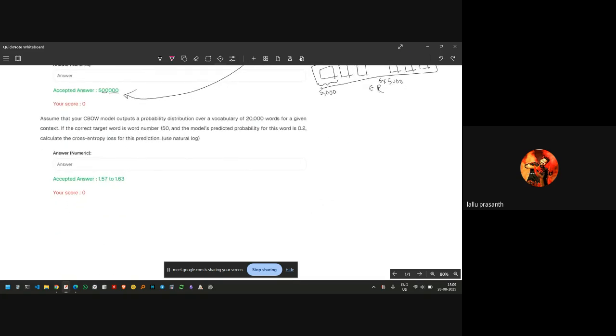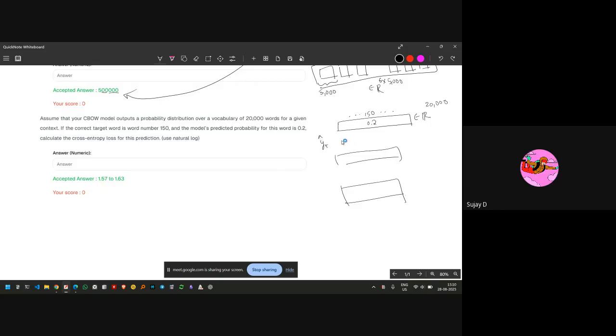Next. Okay. Assume that your CBOW model outputs a probability distribution over a vocabulary of 20,000 words for a given context. If the correct target word number is 150 and the model's predicted probability for this word is 0.2, calculate the cross-entropy cost for this prediction. Actually, this is word, this is hidden, this is the input. So y true is one-hot encoding. Okay, one-hot encoding. So what we want to calculate is minus ln 0.2. Correct? Yes.